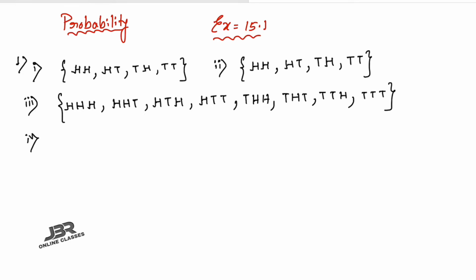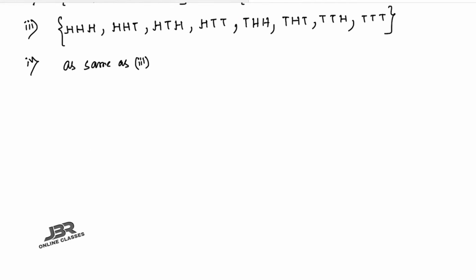Now the fourth one, 3 coins are tossed simultaneously. So when 3 coins are tossed simultaneously, the answer of 3 will be equal to the answer of 4, as same as 3. Now next one, sum number 5. A die is rolled twice.